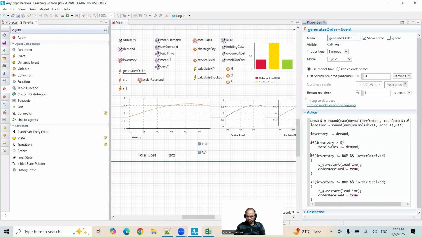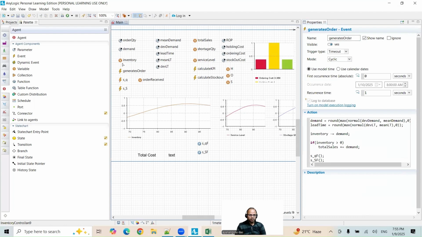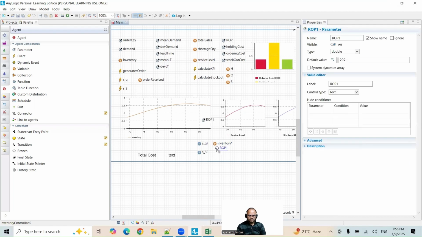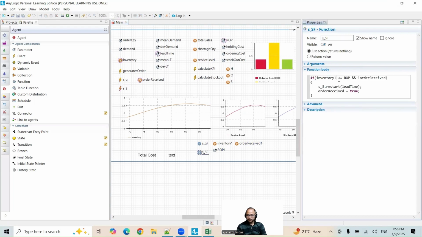So we'll delete this from here because we will be calling the functions here. And then we'll have the inventory calculated for the SS policy. So we'll have a new inventory for SS, the ROP for SS, and the order received for SS. We'll name these the variables that we have declared for the SS policy.